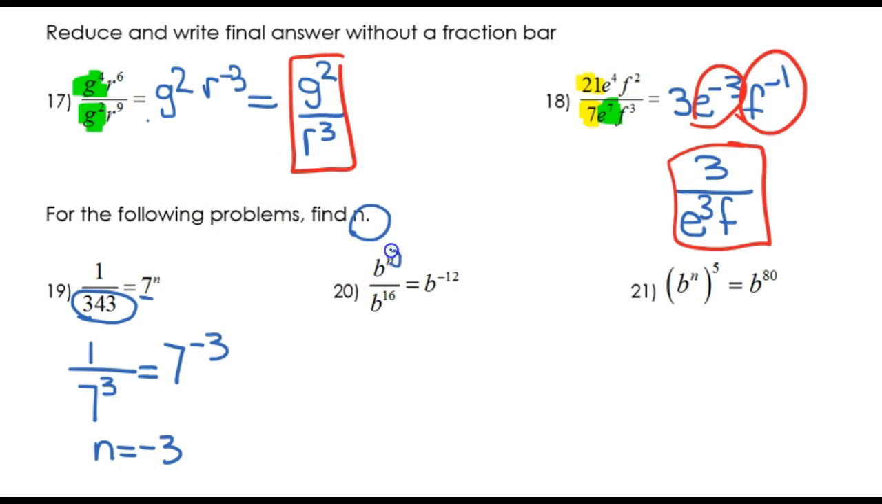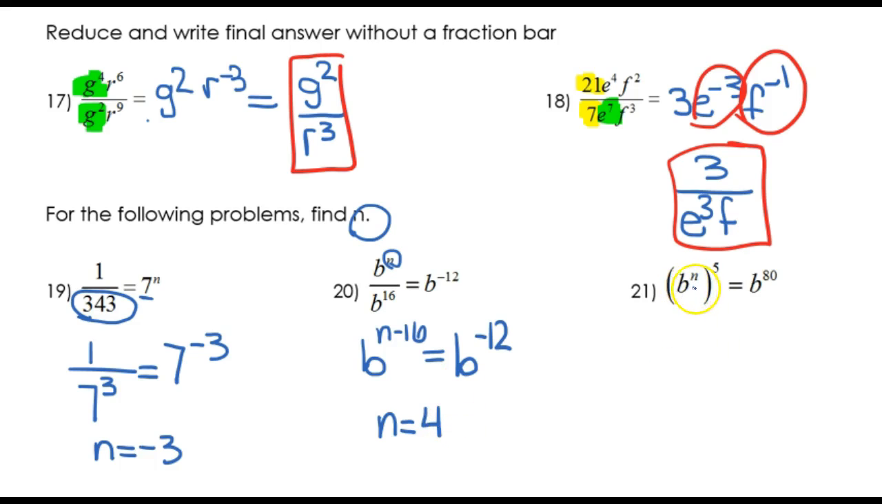Next one, b to some power divided by b to the 16th power is going to equal b to the negative 12th. Well, we know that when we are dividing bases that are the same, we subtract the exponents. So this means that b to the n minus 16 power is going to equal b to the negative 12th power. So now we just need to ask ourselves, what minus 16 is going to give us negative 12? The answer here is 4. 4 minus 16 gives you negative 12.